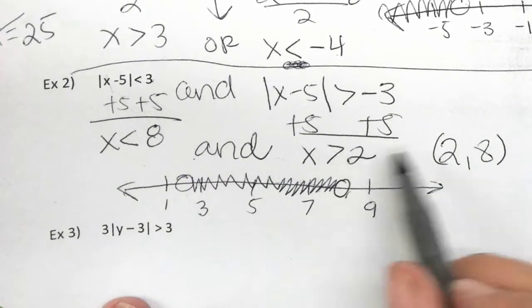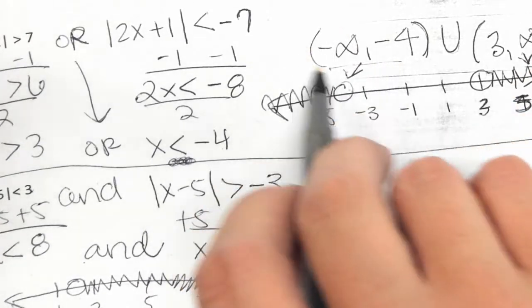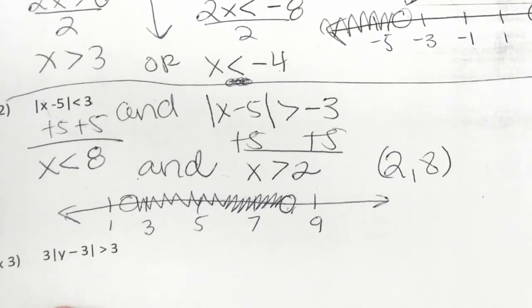If it's an open circle, it'll get parentheses. Closed circle will get bracket. And then infinity always gets parentheses. You're good.